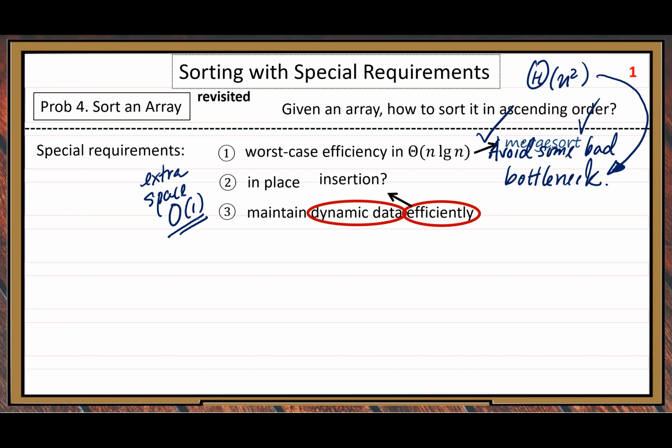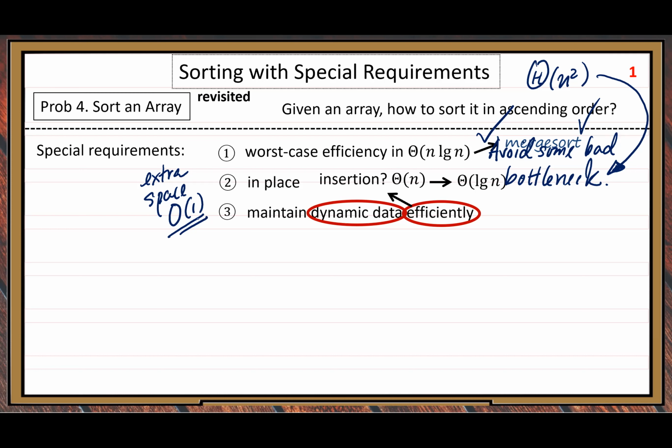Because first, for the insertion, when a new data piece comes in, we need to insert that item into our current array. So we need to do insertion. When you do insertion, how much work do you need to do? Think about that. For insertion sort, we need big theta of n. That's the average cost.